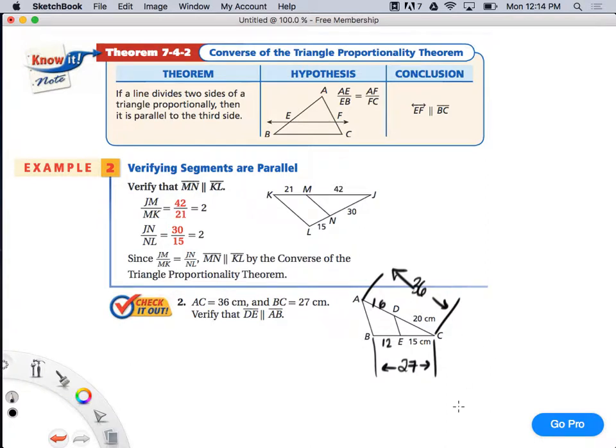Good. So once you have that, now you check the ratios. So go ahead and check those ratios. We're doing the example. So you're verifying whether these two lines, DE and AB, are parallel. So you have to check those ratios.